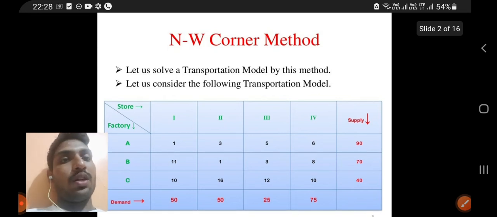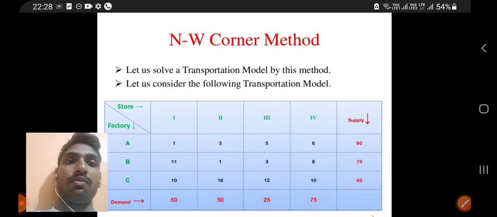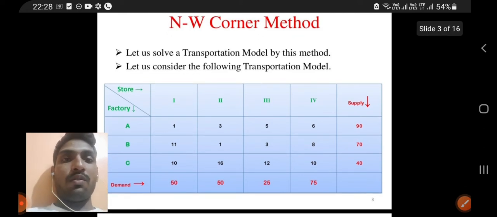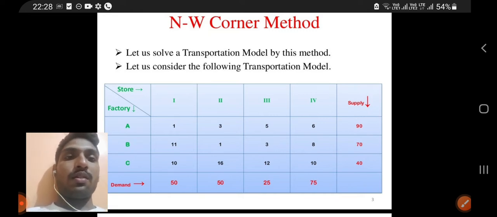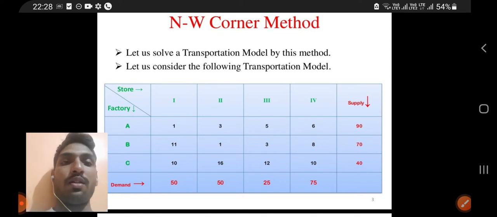First of all, let us solve the transportation model by this method. Let us consider the following transportation problem. In this question we are given a table with the stores and the factories. The stores are given horizontally and the factories vertically. The stores are 1, 2, 3, 4, and the supply is given. The factories are factory A, factory B, and factory C. After that we are given the demand.